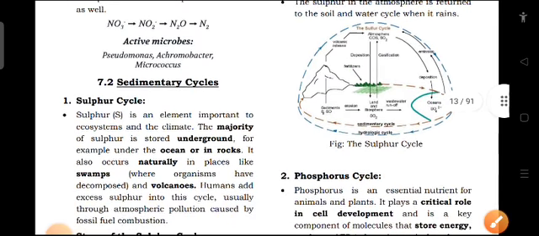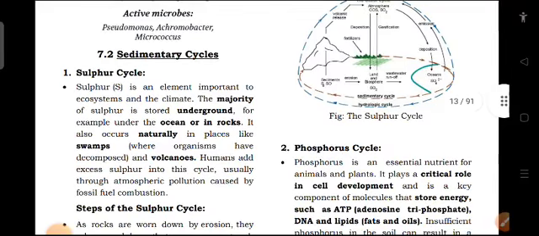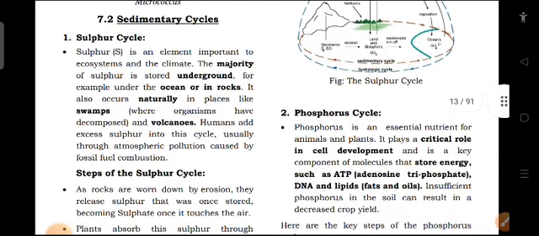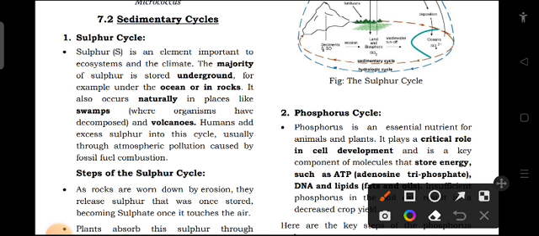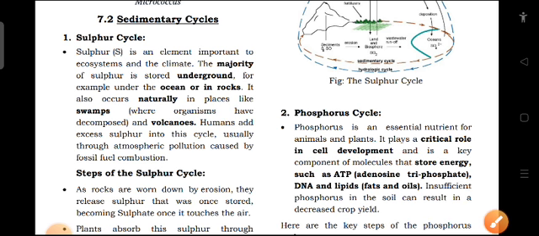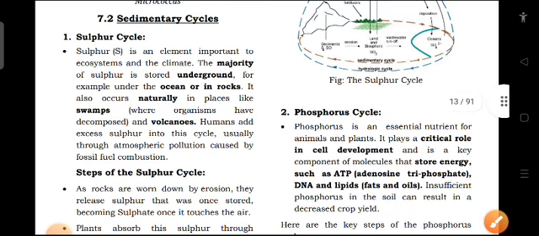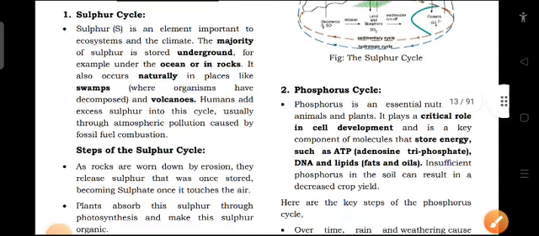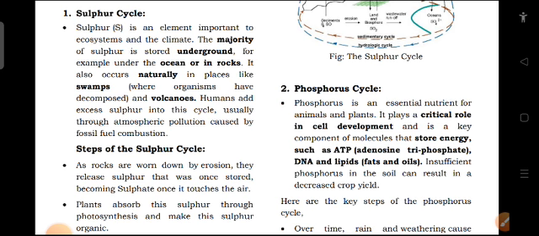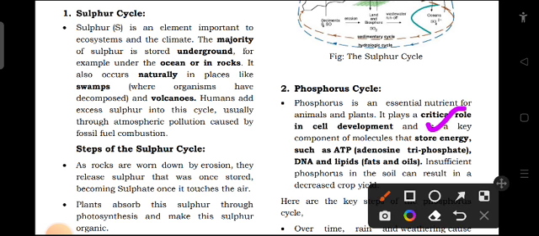Now the next cycle is the phosphorus cycle. So what is phosphorus? Phosphorus is an essential nutrient for animals and plants. It plays a critical role in cell development. So phosphorus is important for cell development in plants and animals and is a key component of molecules that store energy such as ATP, adenosine triphosphate, DNA and lipids. Lipids are nothing but the fats and also oils. So it will help in storing energy and also in cell development.